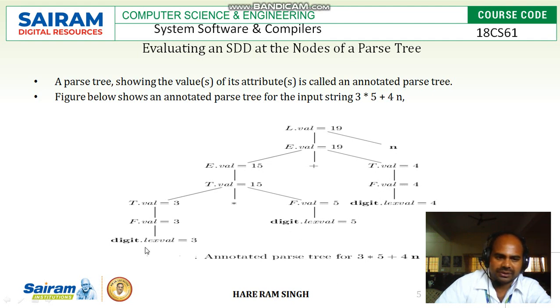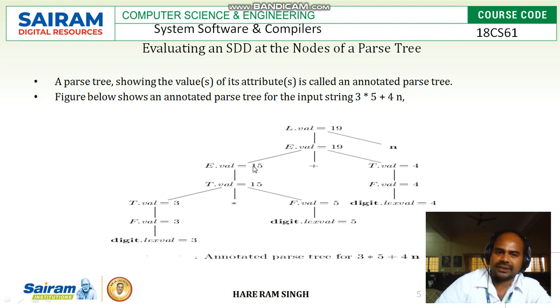Now if you go to the values, first of all, the left hand side digit is 3, so digit.lexval equal to 3. For digit, its attribute is lexval, since it is a terminal node, but for non-terminals like F and T, the attribute is val. So F.val equal to 3. This 3 will be assigned to T, then T.val equal to 3. Similarly here digit.lexval equal to 5, F.val equal to 5. And here it will go to T.val equal to 15, because 3 into 5 is 15.